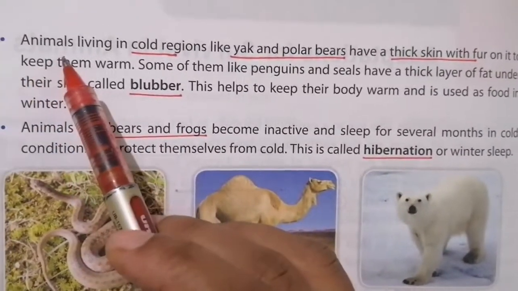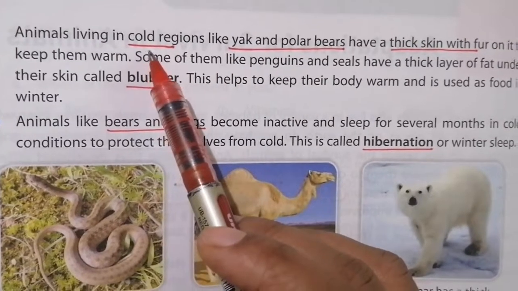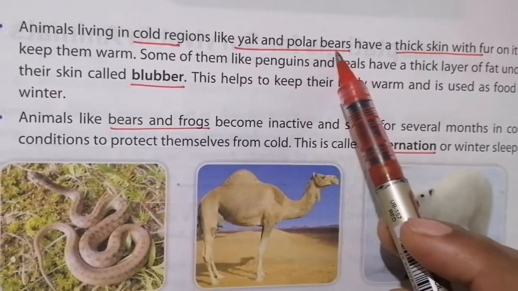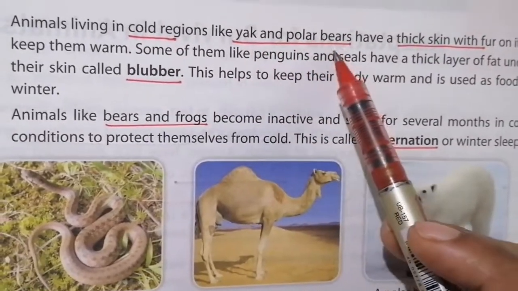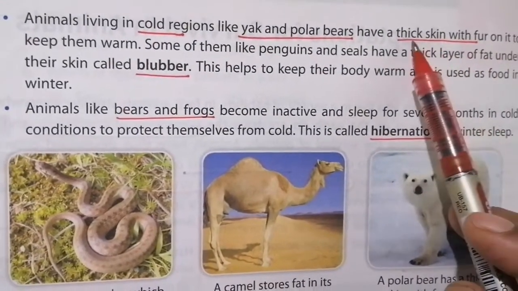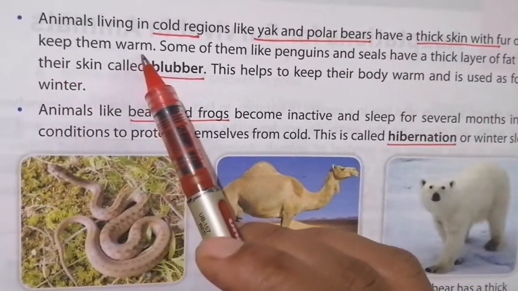Okay. So now the 5th point about your terrestrial animals. What are they? Animals living in cold region. We saw animals living in desert. Now in cold region, which are the animals? Yak, polar bear, penguins, etc. Right? So yak and polar bear have what? Thick skin with fur on it. They have thick skin with fur on it to keep them warm.